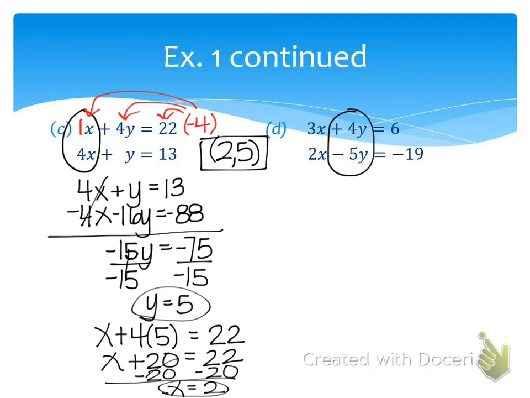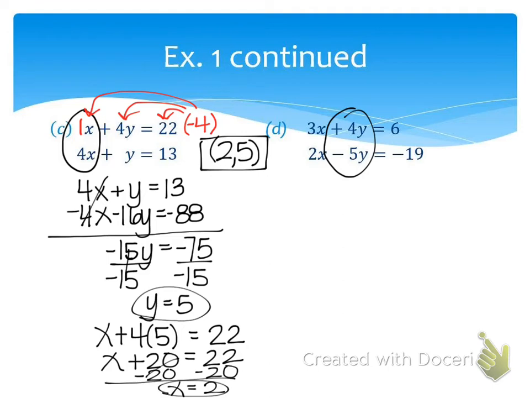Remember, if they're not completely ready to eliminate, we're at least looking for a set that has a coefficient of 1 in one of them, or that already has opposite signs. Because if we can find one that already has opposite signs, multiplying is going to be easier. Do you see either set of variables that has one of those shortcuts that we talked about? Which one? 4y. There you go. There's 4y and there's negative 5y.